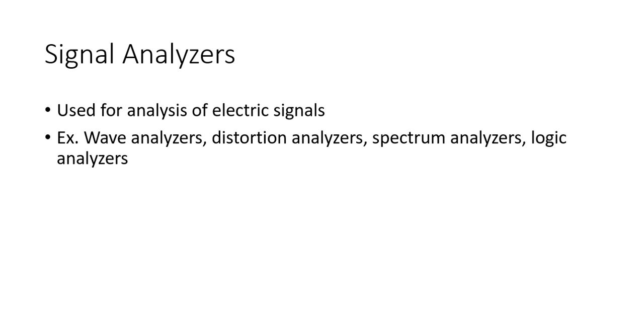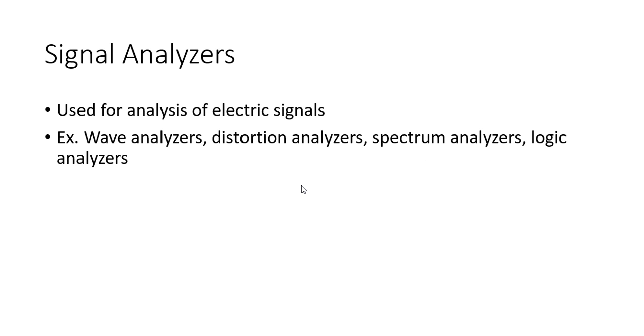Let's first understand what the signal analyzer is. It is used for analysis of electric signals. There are different types of electric signals available. Different timings are important, different frequencies are there, and we have to see the power as well. So analysis of electrical signals is the most important thing in circuit debugging. Signal analyzers can be classified as wave analyzer, distortion analyzer, most important the spectrum analyzer, and then logic analyzers.